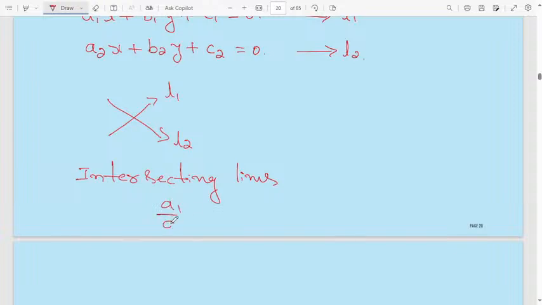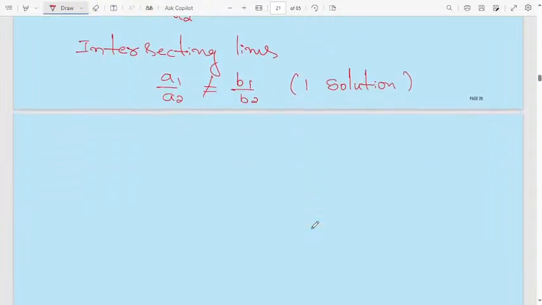A1 by A2 is not equal to B1 by B2. This is the condition, and then it has only one solution. These are the important points you have to remember. This is the first case. If two lines intersect, the condition is A1 by A2 is not equal to B1 by B2. Then here you will get only one solution.